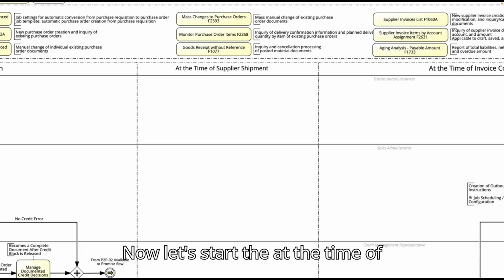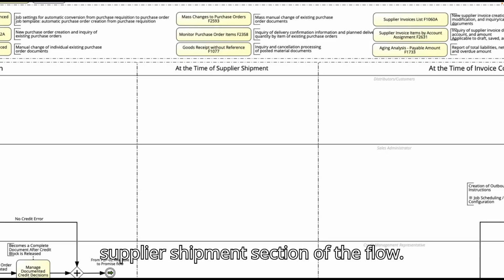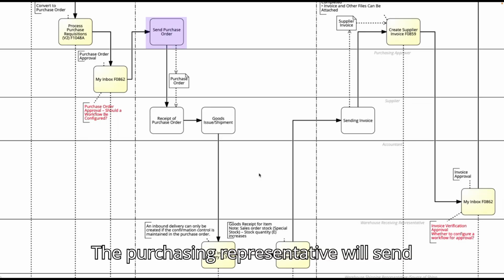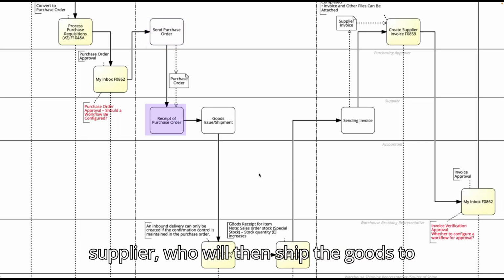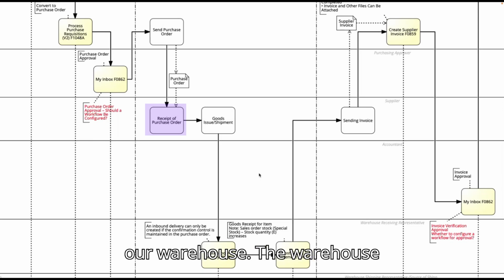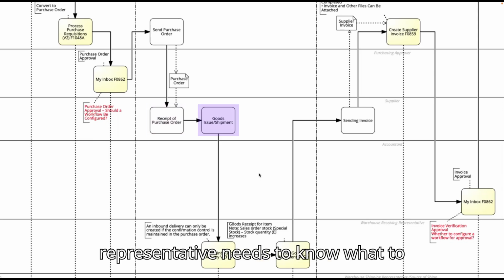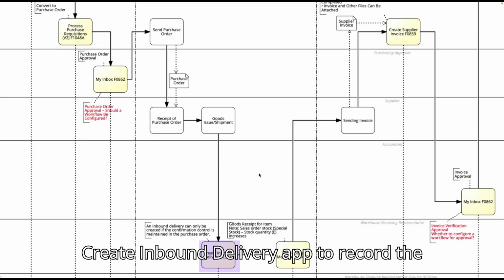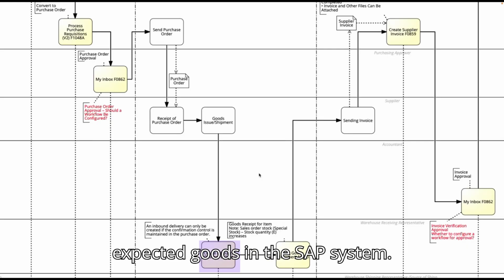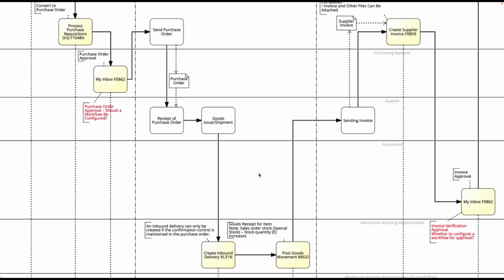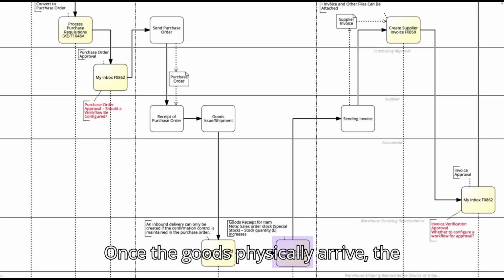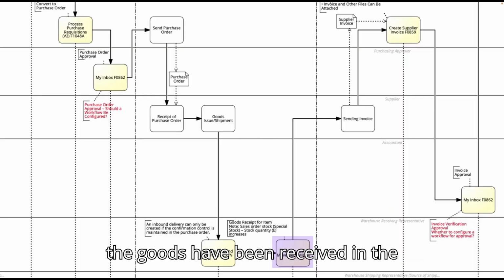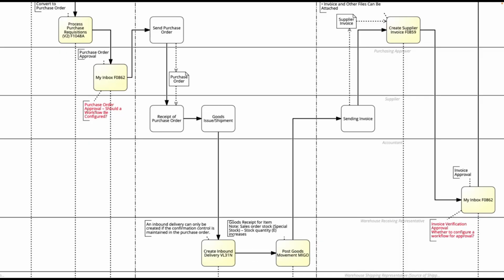Now let's start with the at the time of supplier shipment section of the flow. The purchasing representative will send the approved purchase order to the supplier, who will then ship the goods to a warehouse. The warehouse representative needs to know what to expect from the supplier, so we use the Create Inbound Delivery app to record the expected goods in the SAP system. Once the goods physically arrive, the warehouse representative will use the Post Goods Movement app to confirm that the goods have been received in the warehouse.